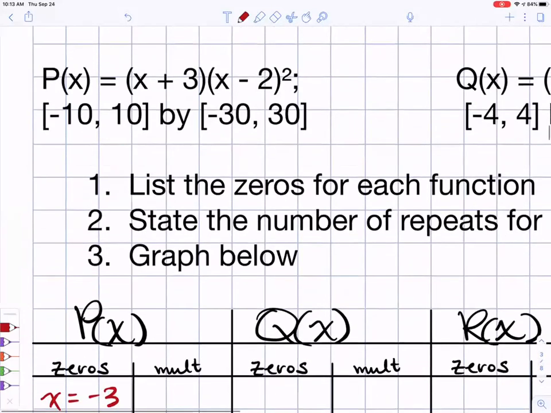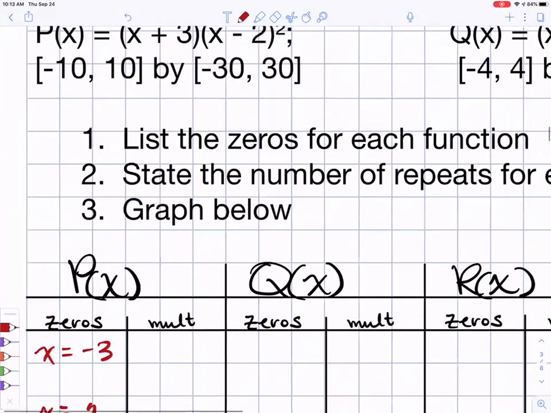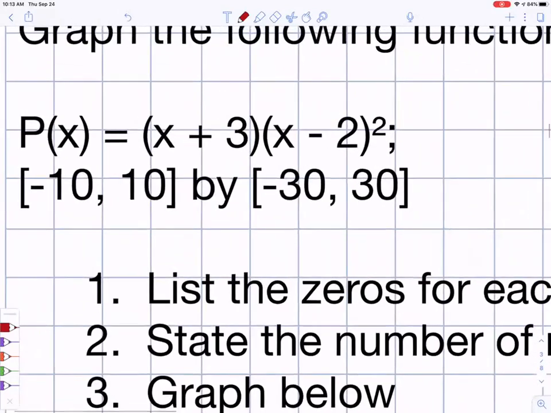Okay. And someone else, what is another factor for P of X? Yeah, X equals +2. Just because it has a square on it, think about what that really means. It just means that it's an X plus 3 times an X minus 2 times an X minus 2. Okay, so that's all that means. And once I list it as a 0, I don't need to list it again. All right, but I will take care of that here in just a minute.